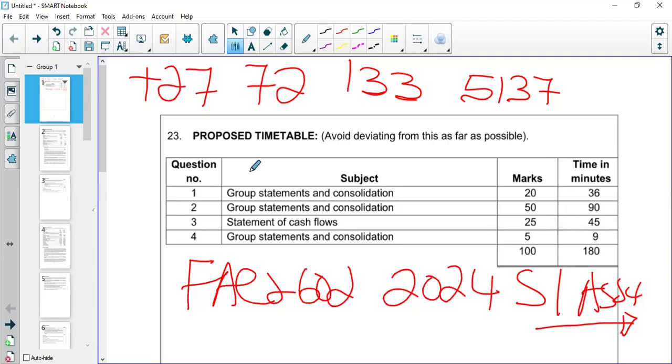So I've left this page on the proposed timetable so that we can talk a bit about something. The instruction here says, avoid deviating from this as far as possible. Now, what this means is, in every question that you come across, there are going to be easy marks. You will see that this is 20 marks and 36 minutes.